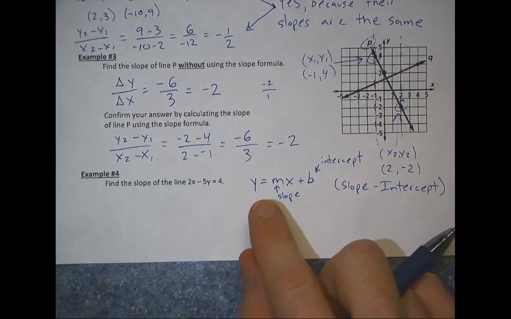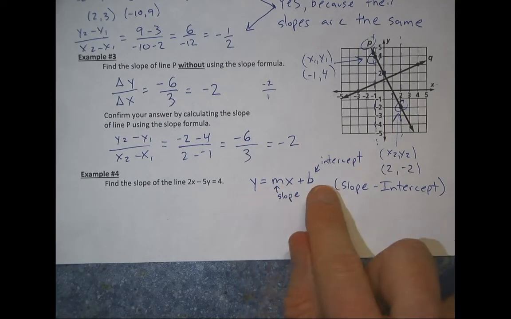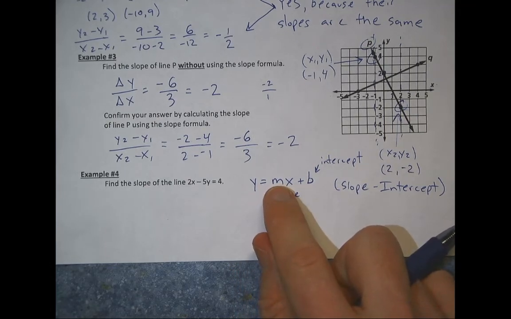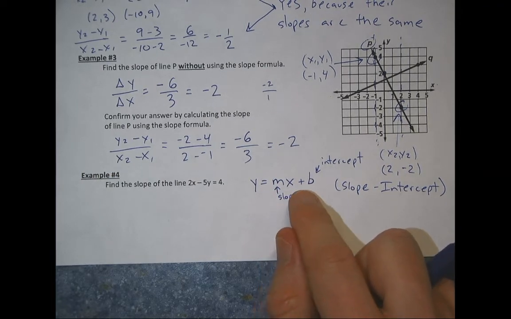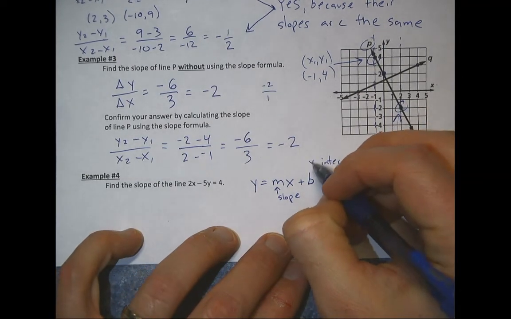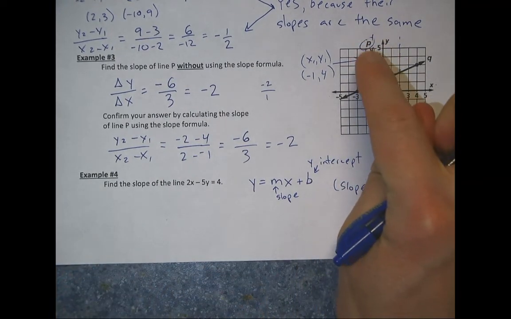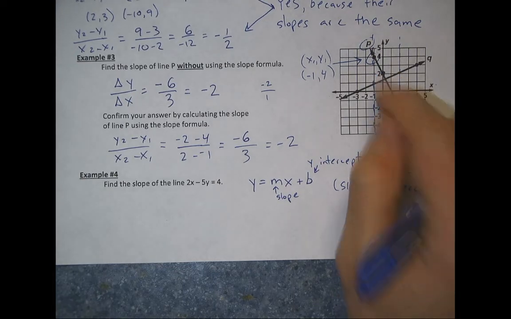If we can put an equation into this form where the y is by itself, y equals everything else, whatever number is in front of x, that's actually the slope of that line. And then whatever's being added or subtracted out here is the y-intercept. That tells you where this line is going to cross the y-axis.